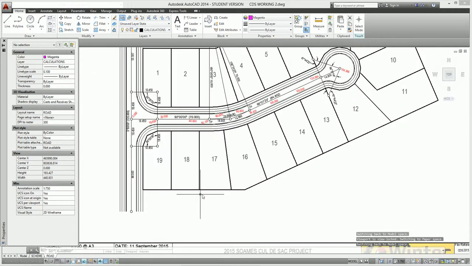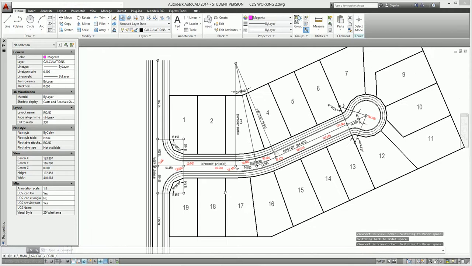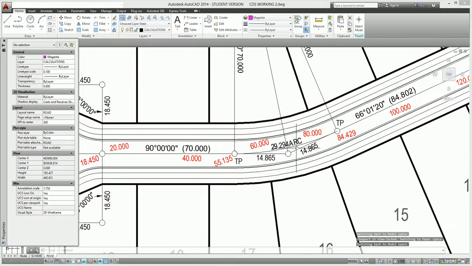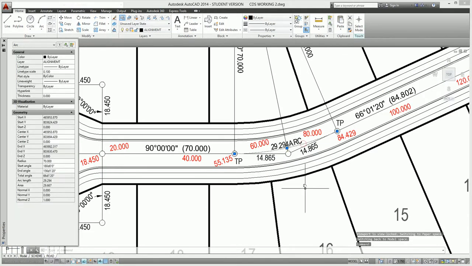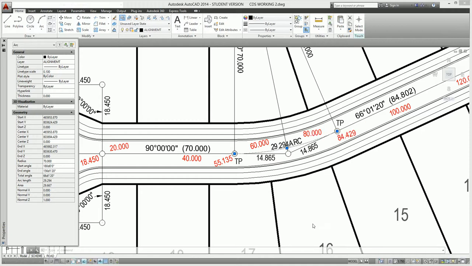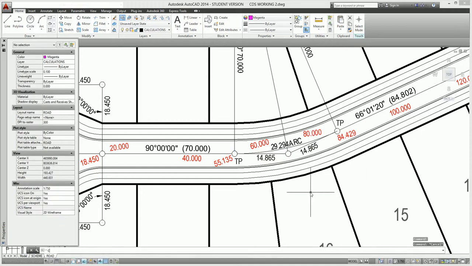Now it remains that we want to put a chainage every 20 metres, and there's a little feature here that can do that. So what I'm first of all going to do is make a copy of this little arc here, so I don't lose it. I'm just going to select it, CP for copy, select it there and finish my selection.